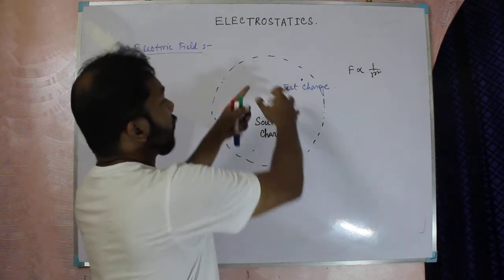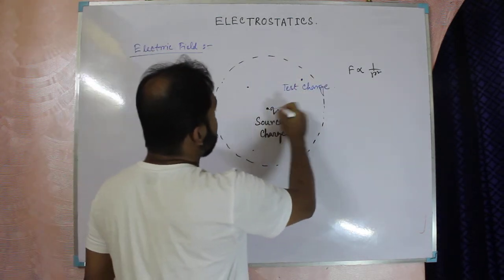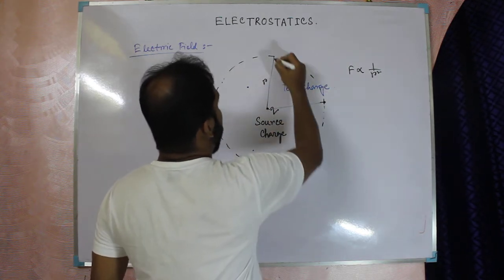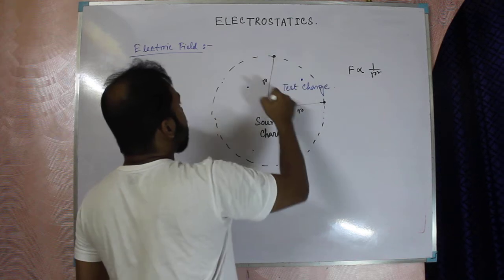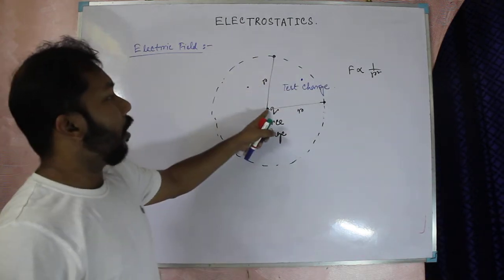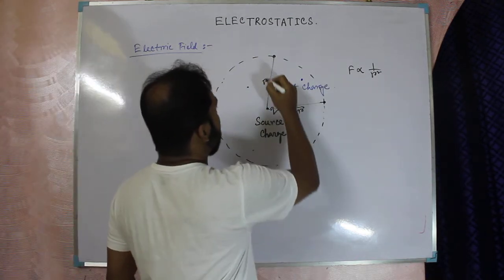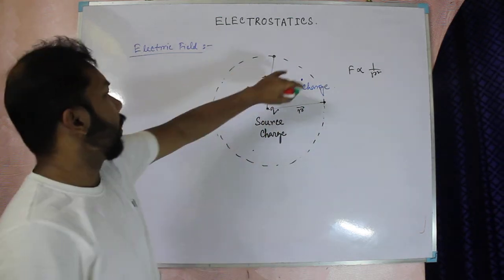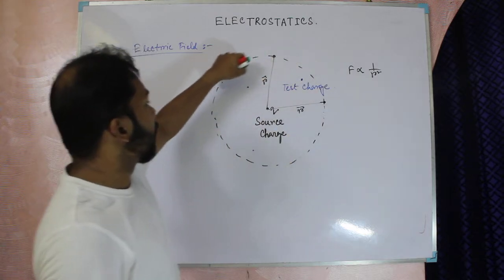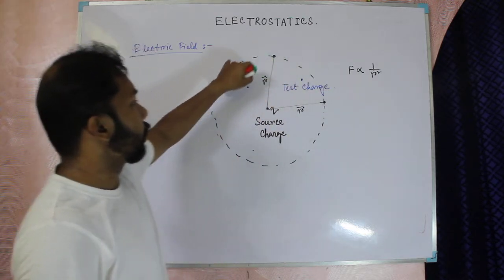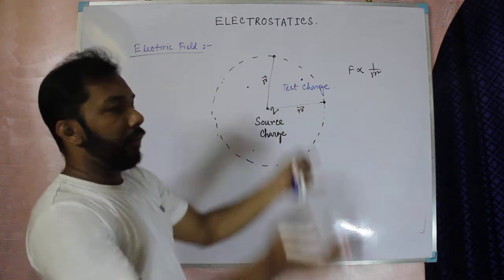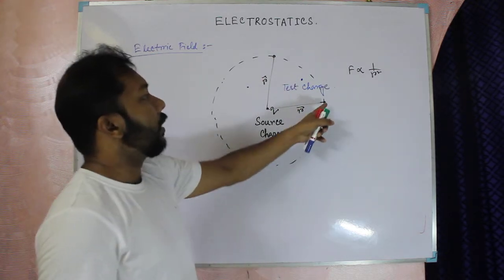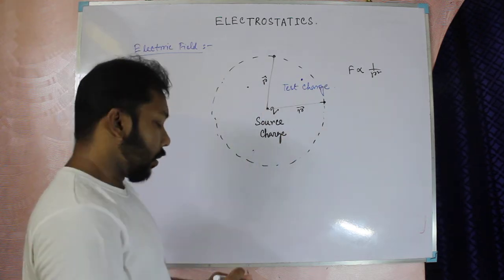When r changes, the value of the force changes, but if r is constant, then the magnitude of the force will be the same at all points at distance r from the origin. The force will be the same. So hence there is a spherical symmetry, and in this spherical envelope, all the points where we can place the test charge will experience the same force.